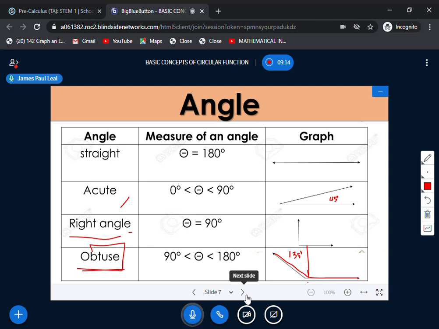And in addition, we also have what we call a reflex angle. What is a reflex angle? Let's add reflex. When we say reflex angle, this is the one after 180. It is greater than 180 but less than 360. So all degrees larger than 180 must be considered a reflex angle. I want you to keep that in your mind.